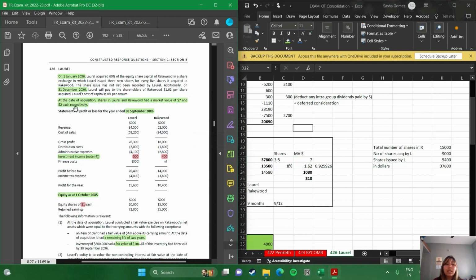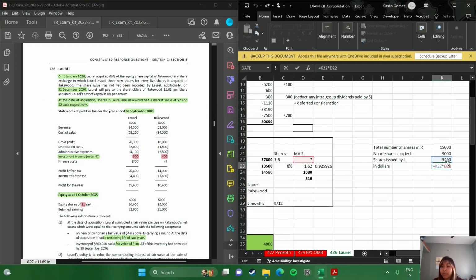The question says, at the date of acquisition, shares in Laurel and Rakewood had a market value of $7 and $2 each respectively. Usually when they give you this statement with the market value, you know that you have to do a share exchange calculation. That's why they've given you the market value of Laurel. And if they've given you the market value of Rakewood, then it means you have to calculate the fair value of the NCI, that is the non-controlling interest, at the acquisition date. For that, we'll use Rakewood's market value. So anyway, leave that for now.